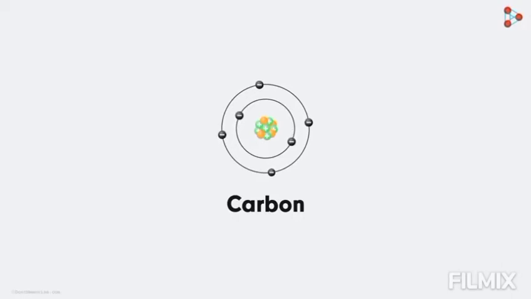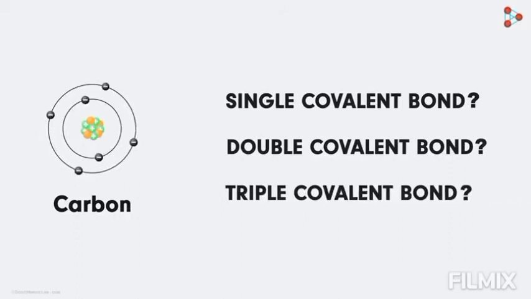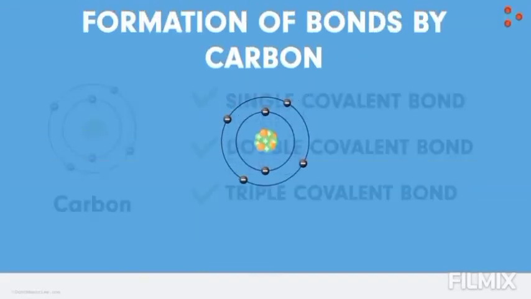Now we can learn what type of covalent bond is formed by the carbon atom: either a single, double or triple covalent bond. Yes, of course, single, double and triple covalent bonds can all be formed by the carbon atom. That is the very speciality of carbon, one of the versatile natures of carbon. So it has a nature to form different compounds.